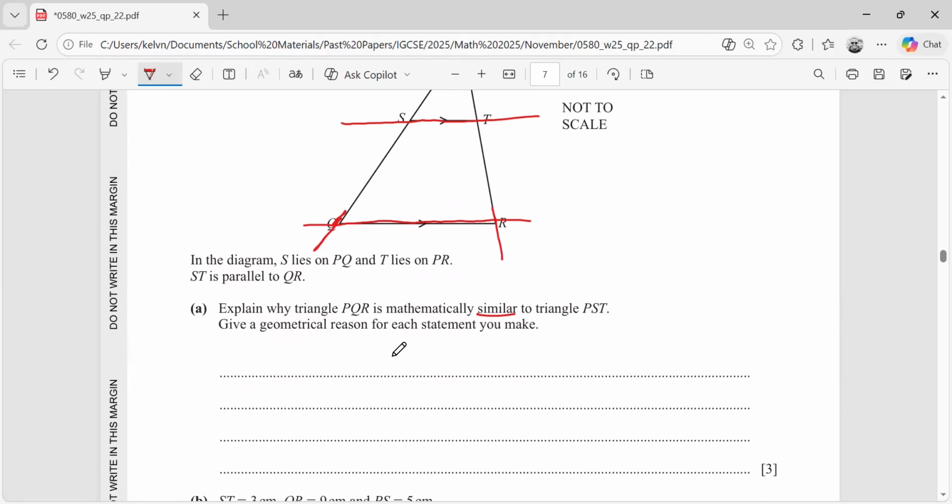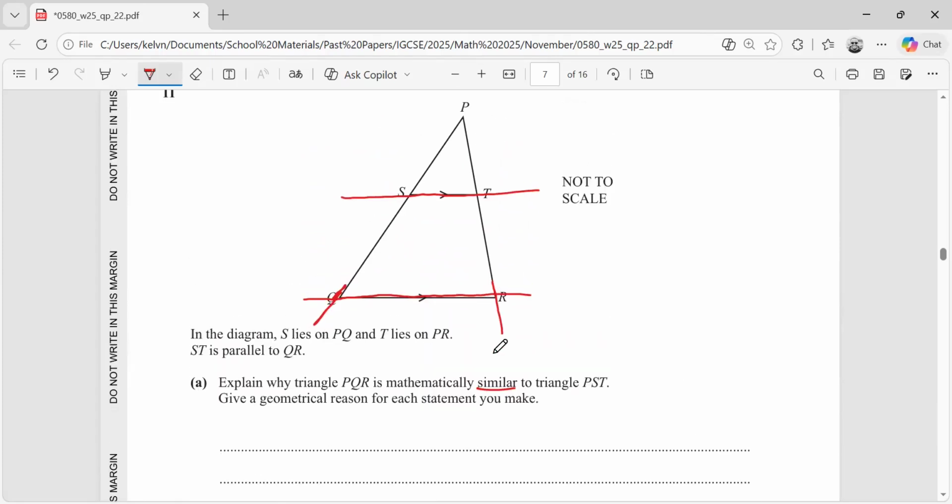So let's try to prove these two triangles are similar. And if you know the topic of similarity and congruence, this question might actually be a little bit friendly. But anyway, let's look at it. We'll just look at a few things.